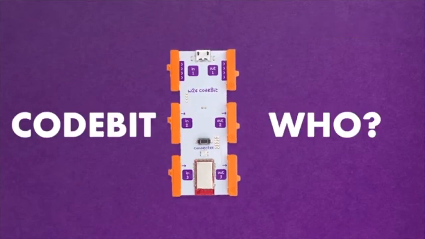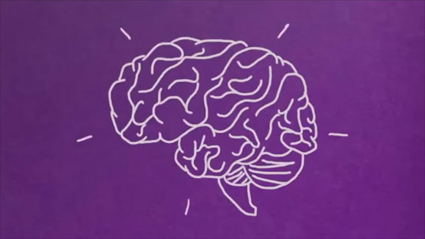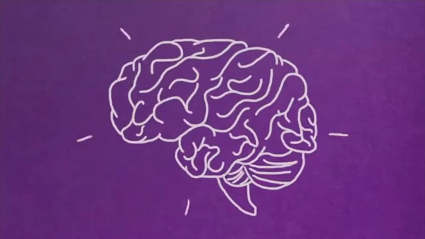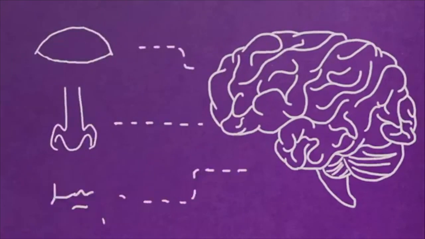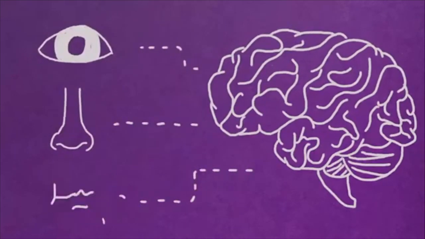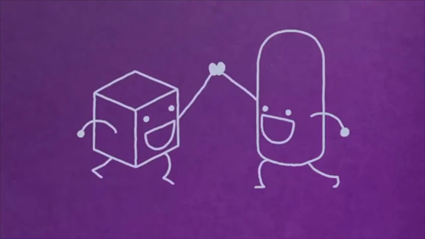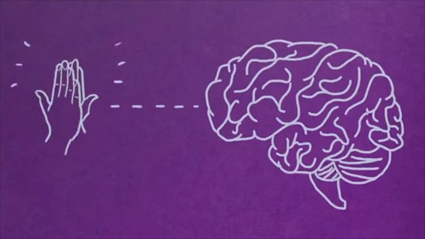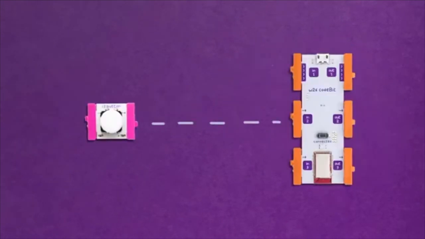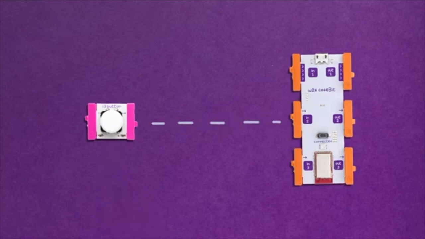Code bit who? You can imagine the code bit like your brain. It's there sitting in your head waiting for signals from the outside world. Good thing you have your senses to do just that. Send signals to your brain. Get a high five from your friend? Your senses will be quick to report to your brain a signal of what just happened. Just how inputs work. When they sense something, they rush to tell the code bit, hey, look what's up.